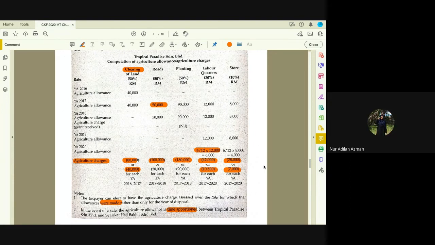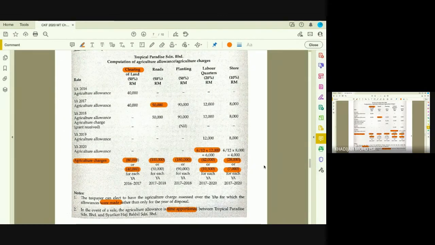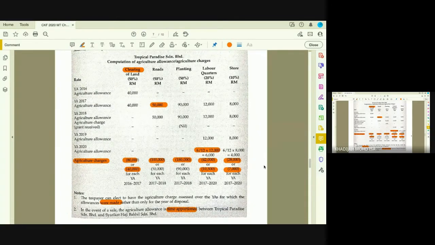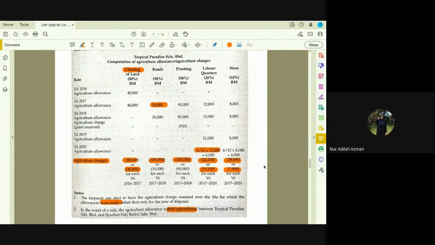Okay, madam, for the disposal that is within 5 years, we calculate based on YA, is it? Yes. Not the date that we incur the expenditure. Again, sorry, how do you do it? We claim based on date, because for clearing of land, right, we incur it in July.